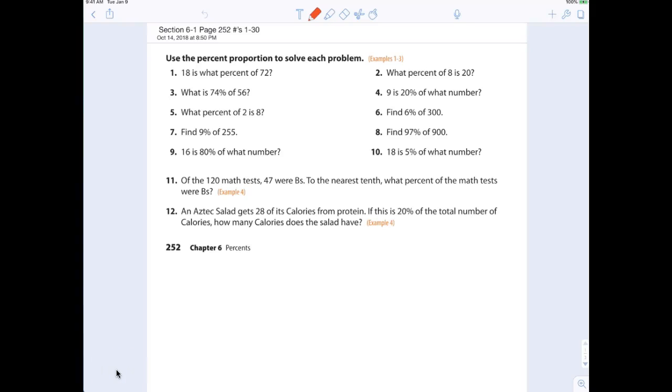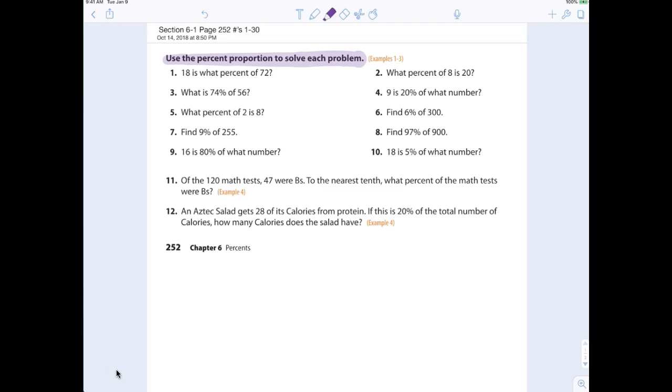I want you to do, but then we also have writing as a proportion. Today, I'm going to review with you using the percent proportion to solve the problem. So we're going to use a proportion. Are you allowed to use a calculator? Yes. All right, you're allowed to use a calculator.